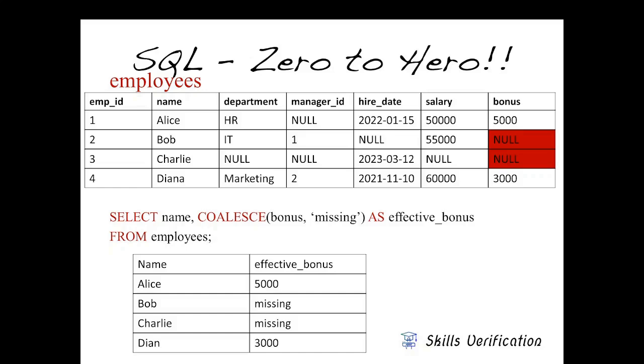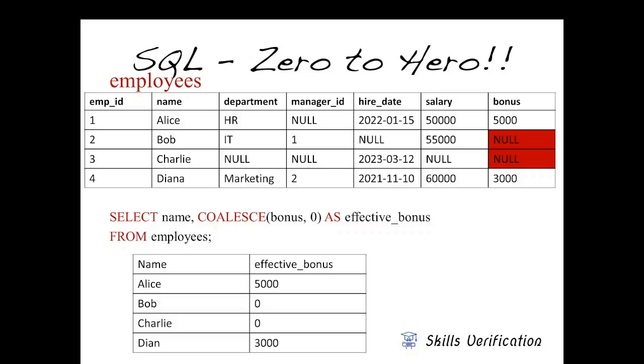Think of it this way. If the bonus is available, return the value of bonus. However, if it's missing, return the string value missing. If we decided to replace the second argument of coalesce with 0, in other words, if bonus is present, give me bonus, if not, give me 0, you'll see we get the value 0 in places where the bonus value is null.